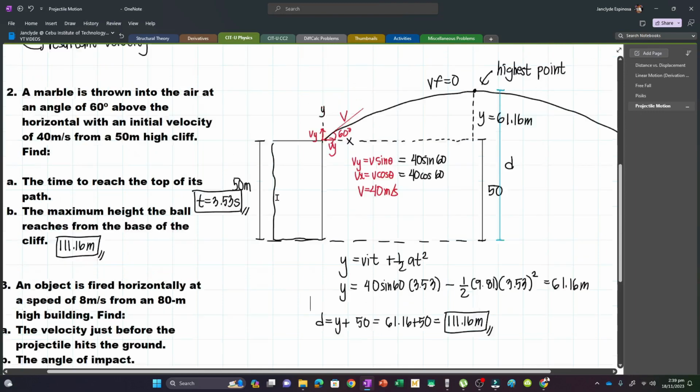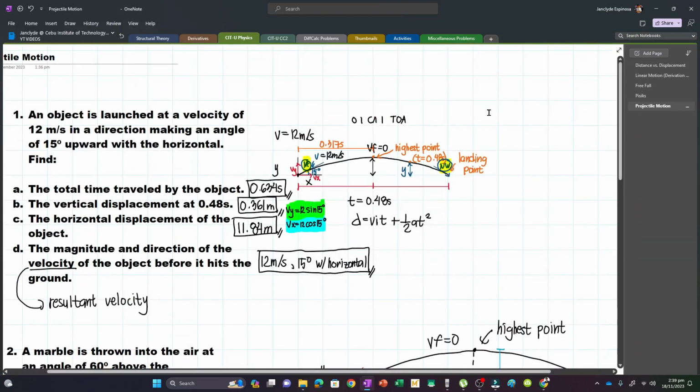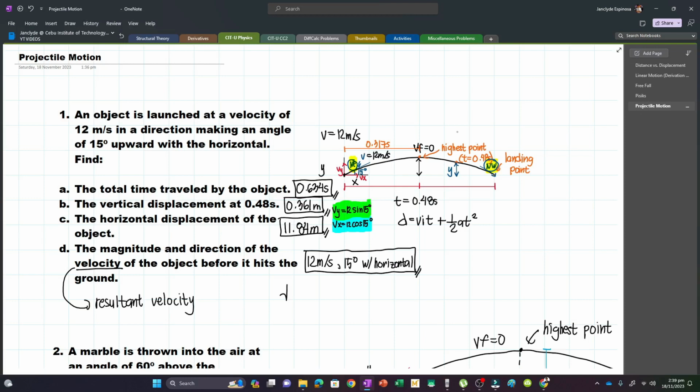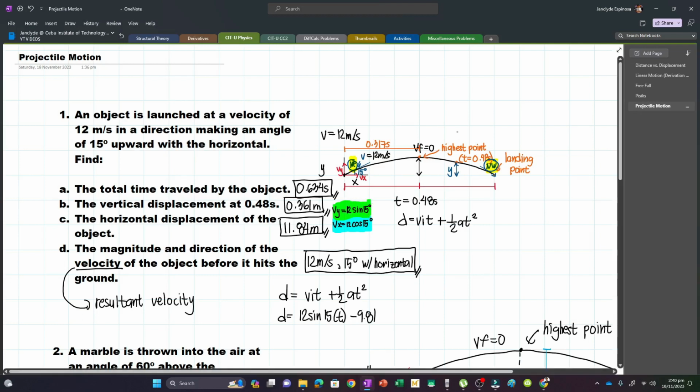Let's just try to visualize this first problem. We are asked to model the distance equation in Desmos. Again, our distance equation is d equals Vi t plus 1/2 a t squared. And then let's try to model the movement along the y-axis. So d equals 12 sine 15 times time, and then minus 9.81, because we are at the starting point, so 1/2 times 9.81 times t squared. Let's model the equation of the distance with respect to time, as a function of time.